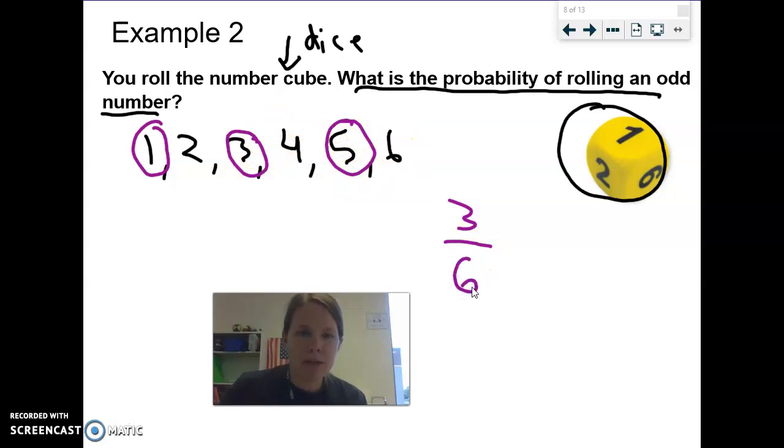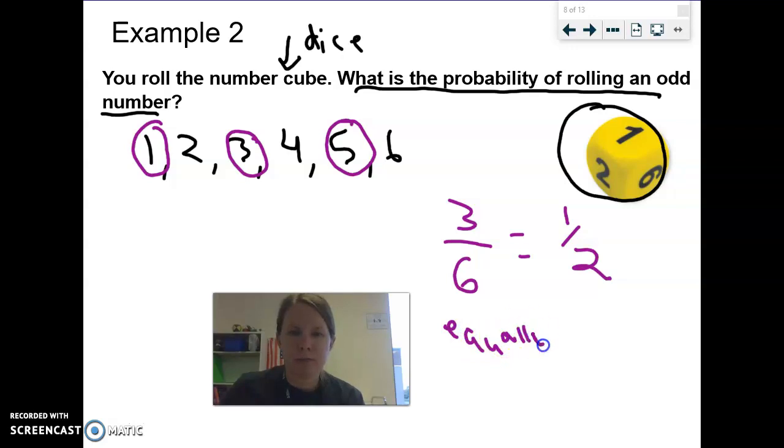And with probabilities, then we always want to try and simplify this. So I wouldn't leave this as 3, 6. I would then change this to 1/2. So if you're thinking about your likelihood, this would be equally likely and unlikely.